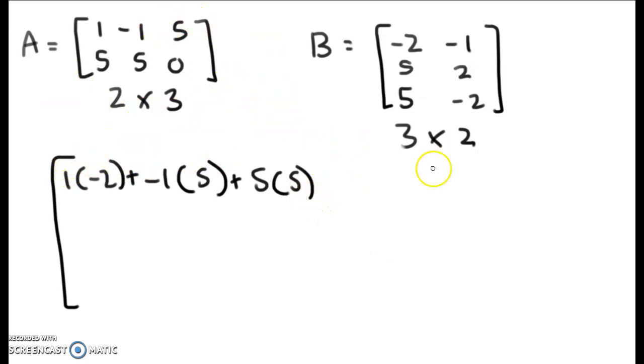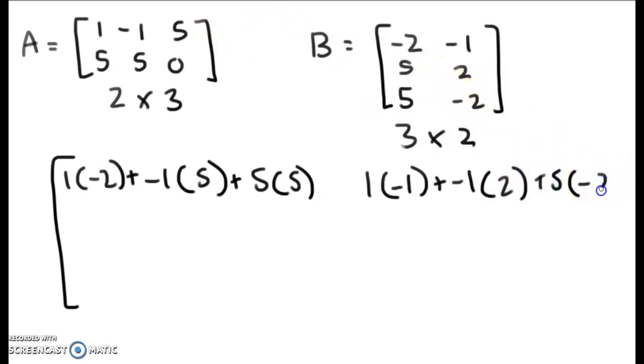Okay, so for the next term, which is the top right one, we're going to be taking the first row of matrix A again, and we're multiplying it this time with the second column of matrix B. So here we have 1 times negative 1 plus negative 1 times 2 plus 5 times negative 2. And this will give us our value for our second term.